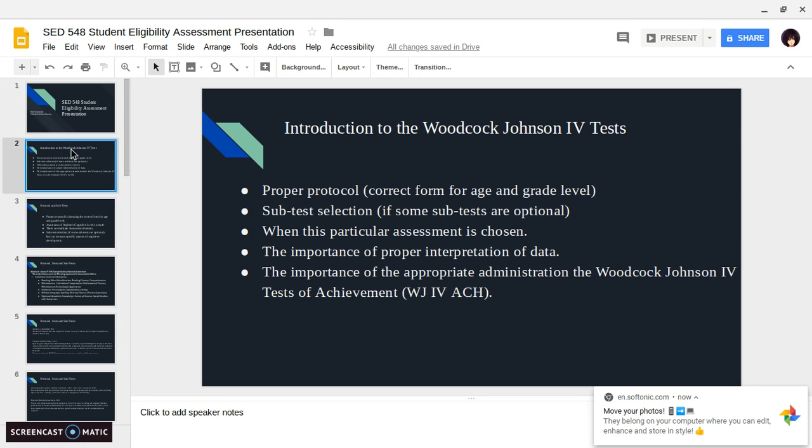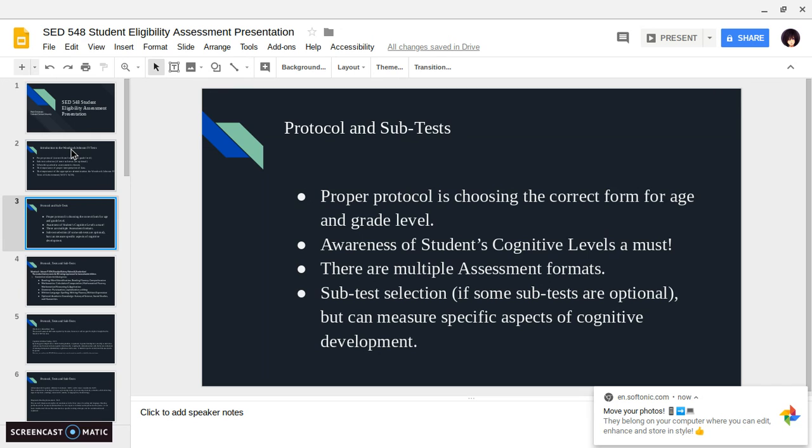the importance of proper interpretation of data, from a teacher perspective, a therapist perspective, a residential facilities manager's perspective, and a psychiatrist's perspective, will go into detail. The importance of the appropriate administration of the Woodcock-Johnson as far as testing area, making sure that the student is properly vented and properly prepared and is given a chance, in a nice, calm environment, to take the test. Protocol and subtest.